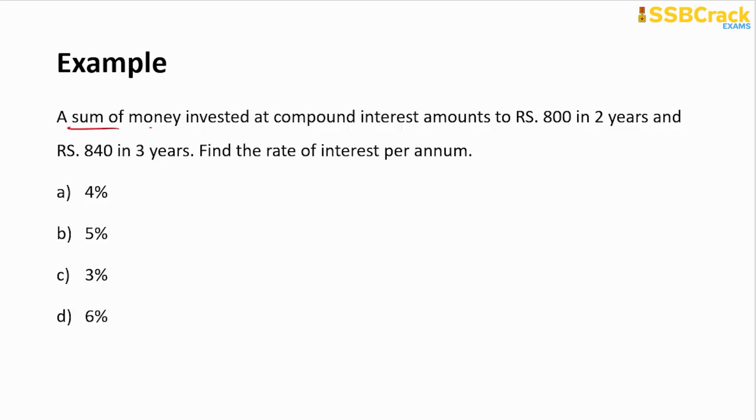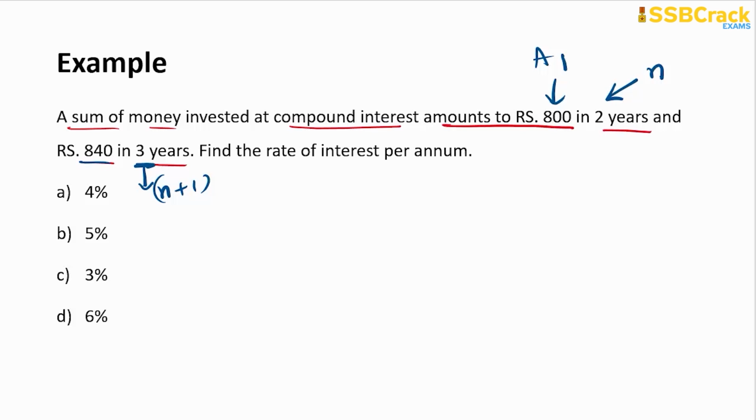A sum of money invested at compound interest amounts to rupees 800 in 2 years and rupees 840 in 3 years. Understand, what is A1 here? The first amount is A1, which is accumulated for 2 years. So this is n. And you can see the next they mentioned 3 years. So these are 2 consecutive years, right? The second year and the third year. So this is n plus 1, right? And this 840 is A2. So we shall find out in this question the rate of interest per annum. So we have to find out R. So we shall use the R formula. Okay, so what is that formula?